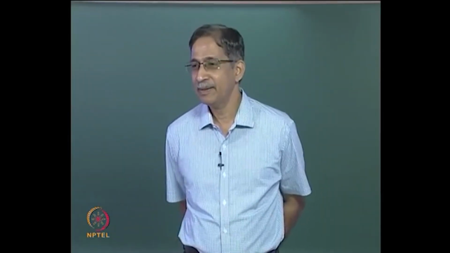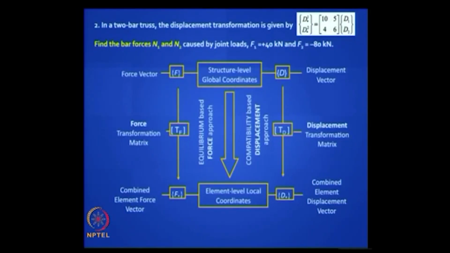So if you go back to basics, remember this picture. You have the structure level coordinates, you have the element level coordinates, you have TD flowing downward from D to D star, and you have TF flowing downward from F to F star. Remember, the left one corresponds to the flexibility formulation, the right one corresponds to the displacement formulation. In this question, what is given to you? You have got TD and you have got F, and what are you required to find? F star.